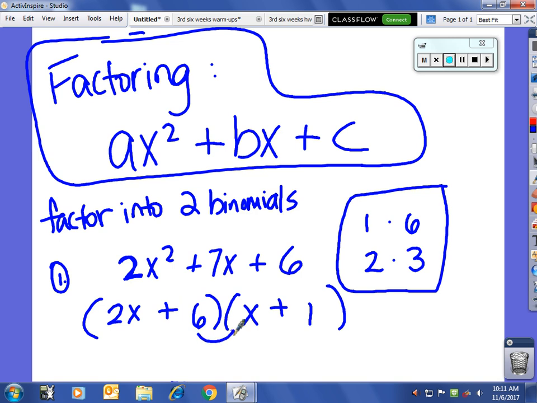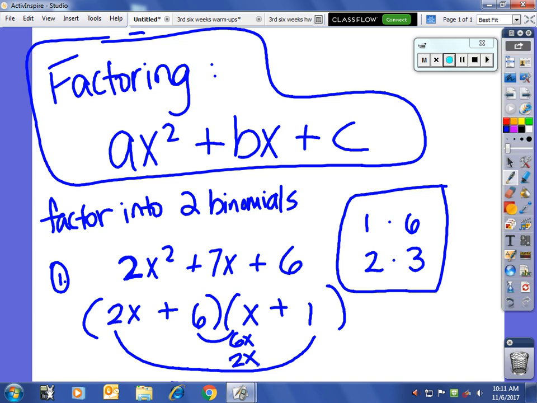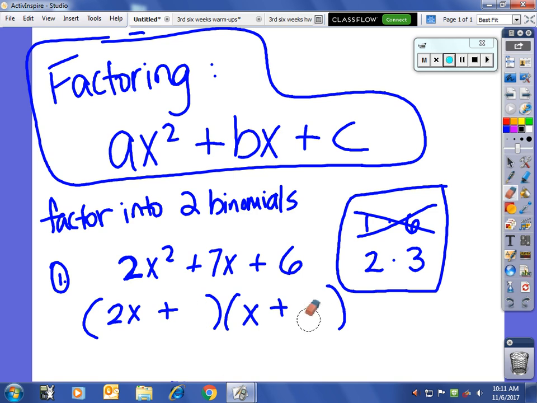Now, the 6 isn't getting doubled. The 1 is. So what would I get on the inside? 6x, and on the outside, 2x. That's close, but does that give me the 7? So guess what that means? 1 and 6 is not the right pair. Now I've got to try 2 and 3, and I have to put them in the right position.